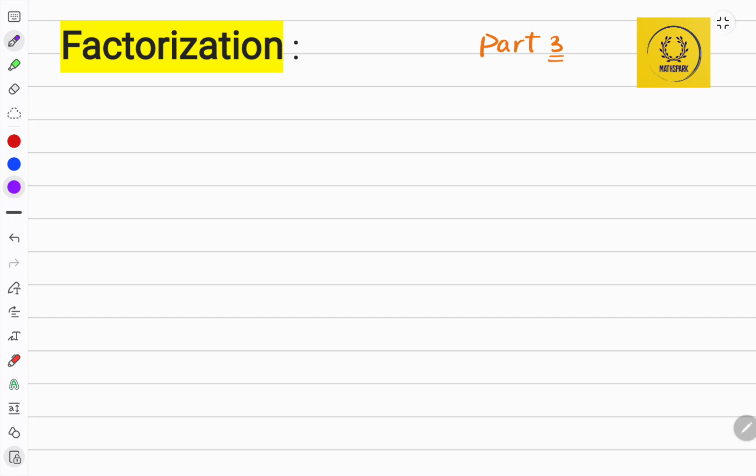In today's video, we're going to learn one of the quickest factorization techniques in algebra, which is perfect square factorization. Let's start with the pattern. We have a squared plus 2ab plus b squared, and the answer is (a plus b) squared.